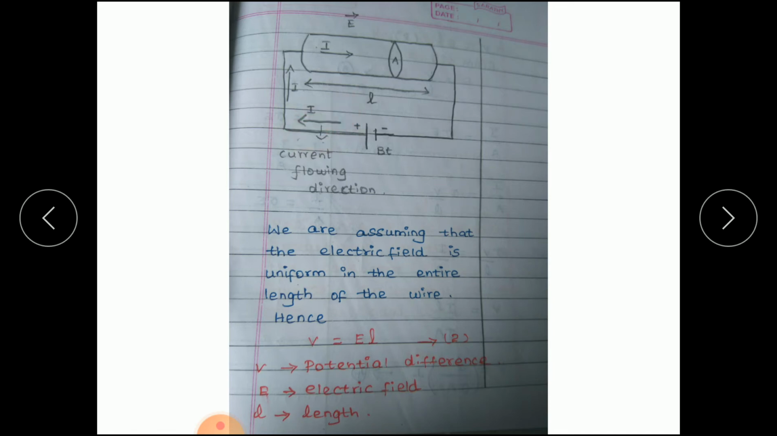Then the electric field direction. We are assuming that the electric field is uniform in the entire length of the wire. Hence, the potential difference V is equal to E into L. V is the potential difference, E is the electric field and L is the length of the wire. Why are we writing V is equal to E into L? Because we are assuming that the electric field is uniform in the entire length of the wire.